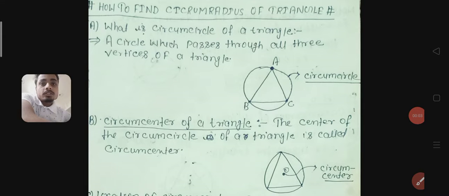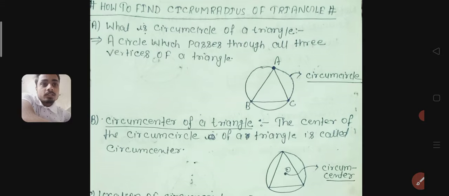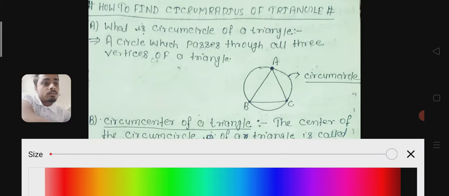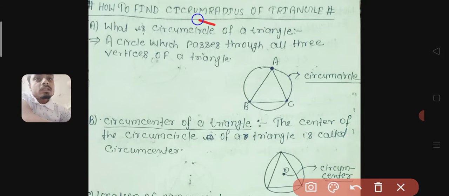Hello guys, I am here to discuss an important concept of triangles, and that concept is how to find the circumradius of a triangle. So let's start the concept and try to learn it. To find the circumradius of a triangle, first of all we need to know what the circumcircle of a triangle is.